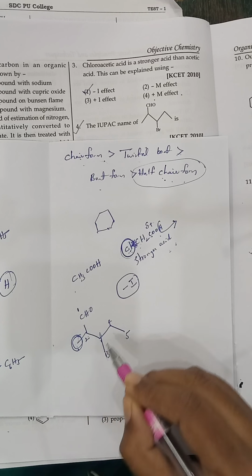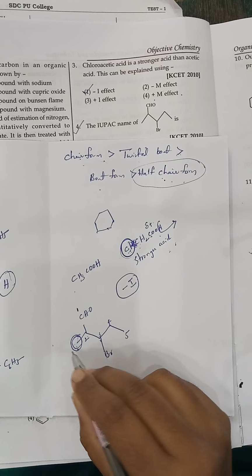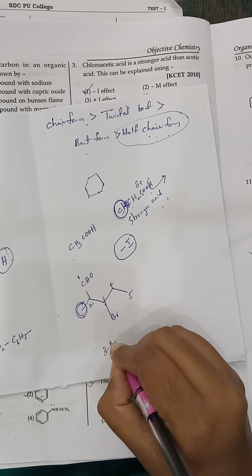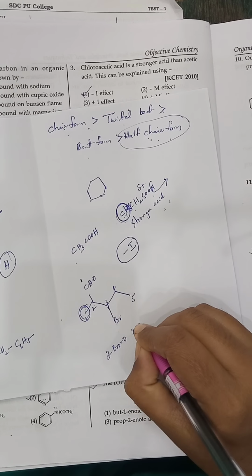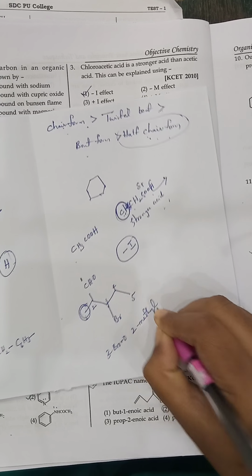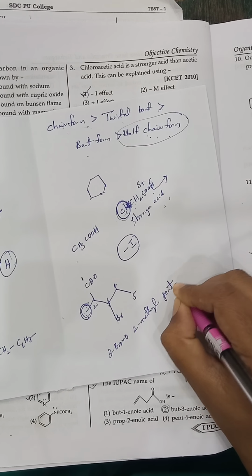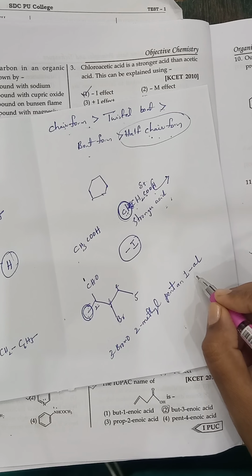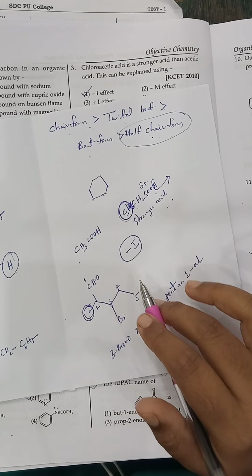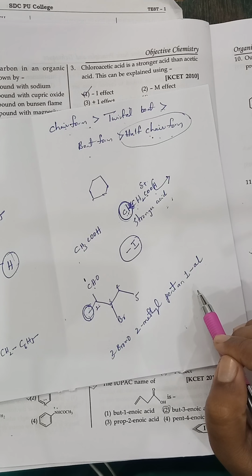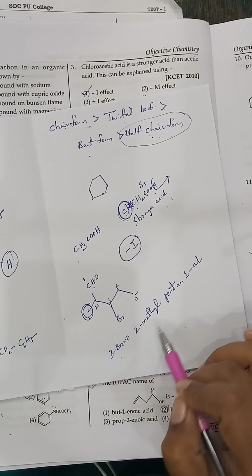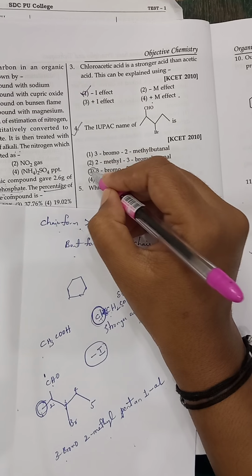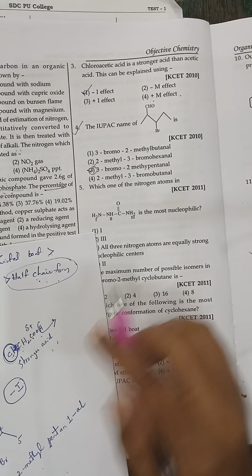At second carbon methyl, third carbon bromine. According to alphabetical order, which comes first? Bromine. So 3-bromo, 2-methyl, pentane, 1-al. We should not write ol. If you write ol, that belongs to alcohol, but here an aldehyde is present, so we have to write al. So 3-bromo-2-methylpentan-1-al. So the answer is the third one. Okay, see the next question.